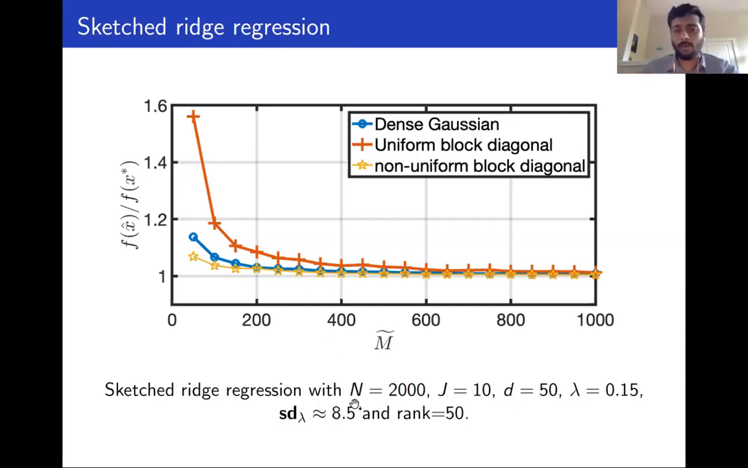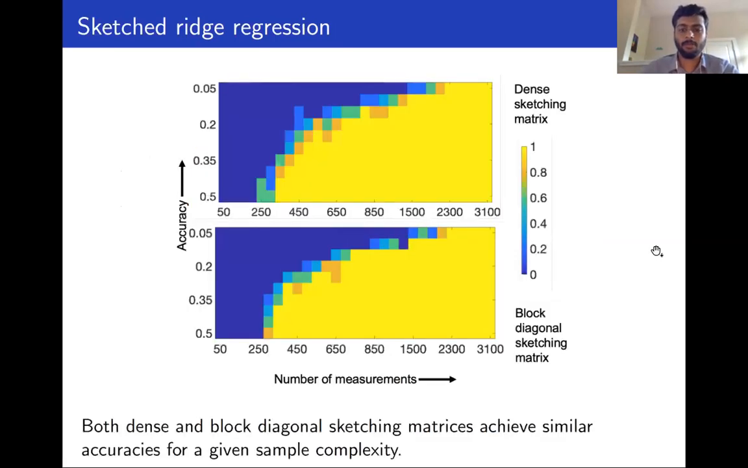And this toy problem was of size, so the matrix was of size 20,000 by 50. We had 10 blocks and each block was 2,000. But obviously the results will be more and more dramatic when we work with bigger and bigger matrices. And in this case, the rank was 50, but the statistical dimension itself was less than 10. So the takeaway from this figure is that block diagonal matrices can be as good as dense matrices, but we need to design them a bit carefully.